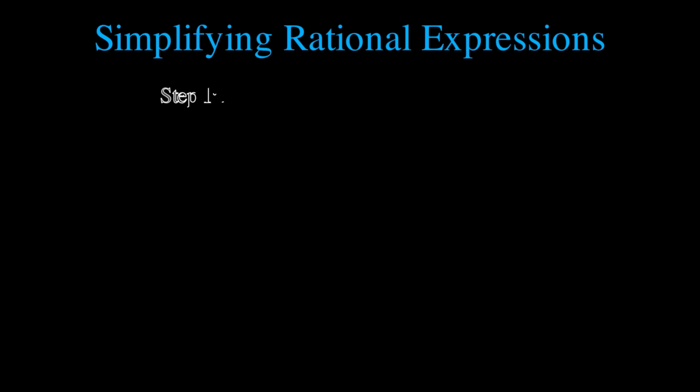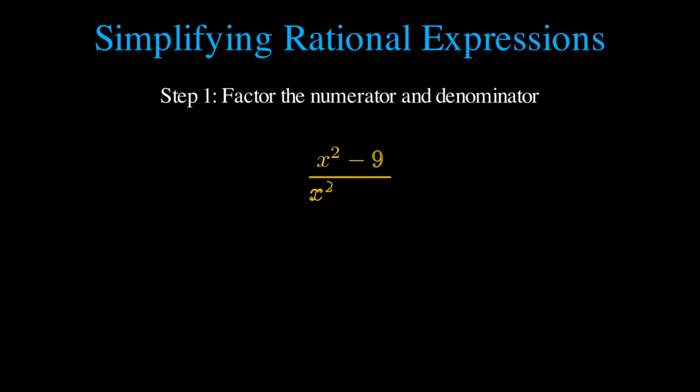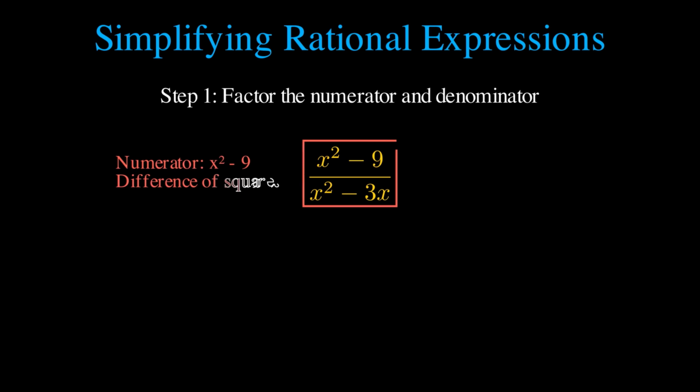A rational expression is a fraction with polynomials on the top and bottom. To simplify rational expressions, we always do the same two things. First, we factor everything. Then, we cancel matching factors. Step 1 is to factor the numerator and the denominator.